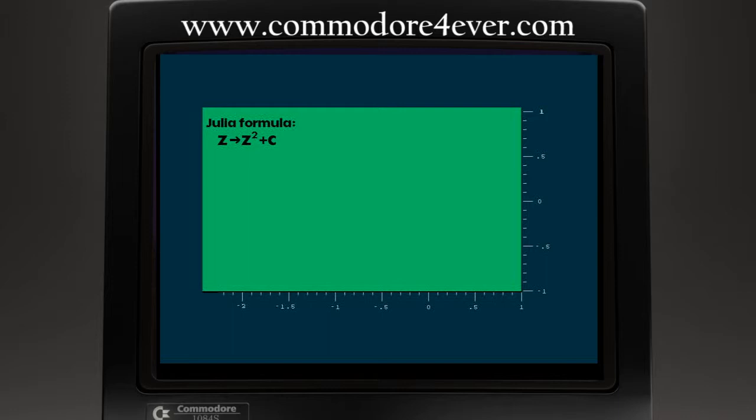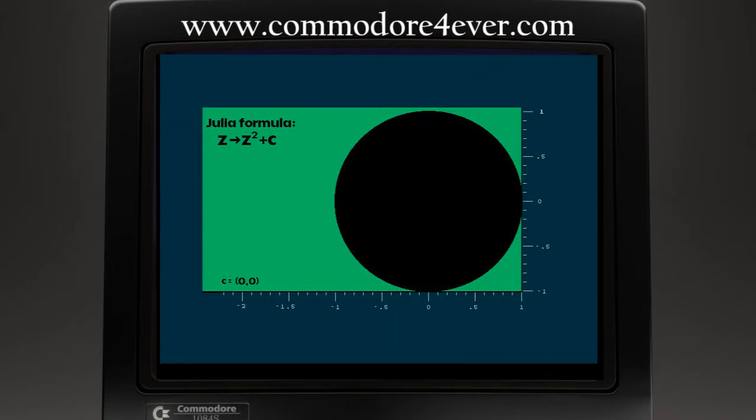We will leave these colored green. They are not in the Julia set we are plotting. Other points will give values that stay low, and we will color these black. They are in the set. Let's plot the Julia set for the complex number 0, 0. The Julia plot for 0, 0 gives us a black circle.